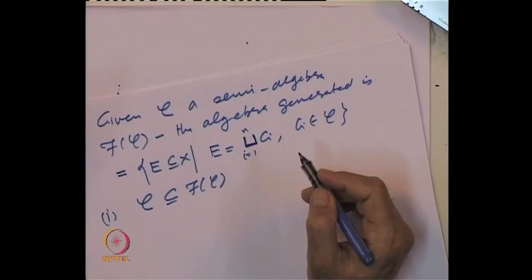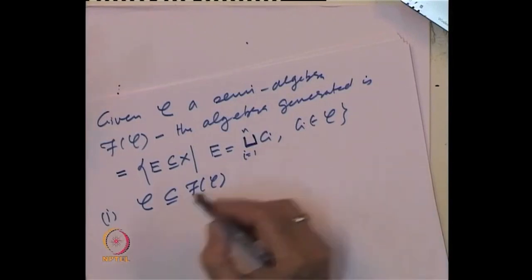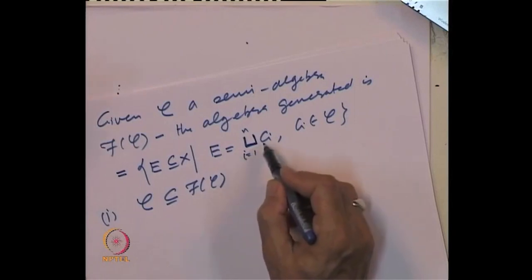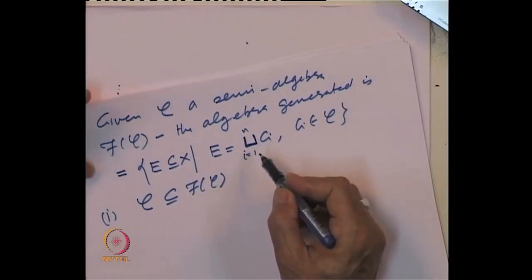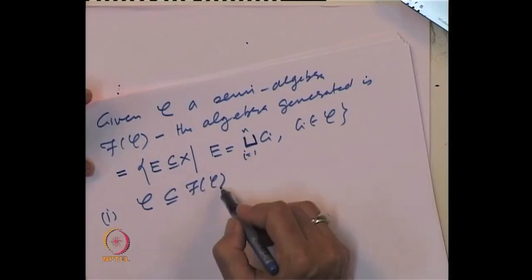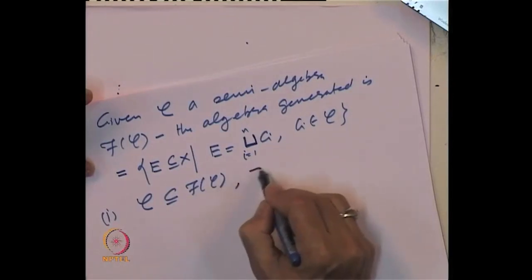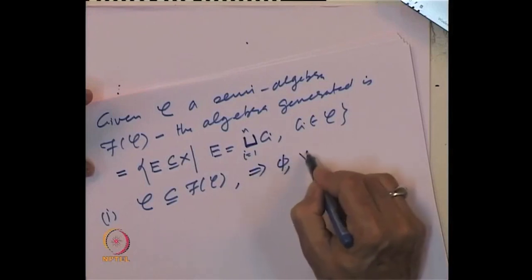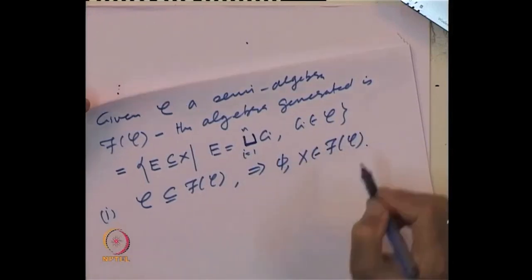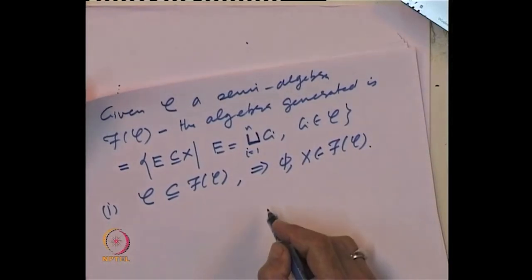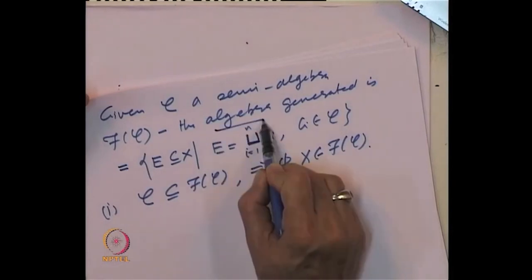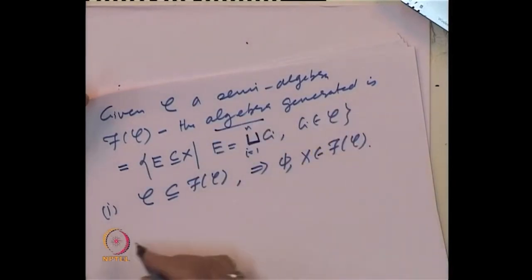That should be obvious because every set in C is a union of itself, a single set. So, E has a representation as a union of itself. So, only one set is involved. So, E is a subset of F of C, and that implies that the empty set and the whole space belong to F of C. As a consequence, it implies the first property required for F of C to be an algebra, and generated, we will see it later.